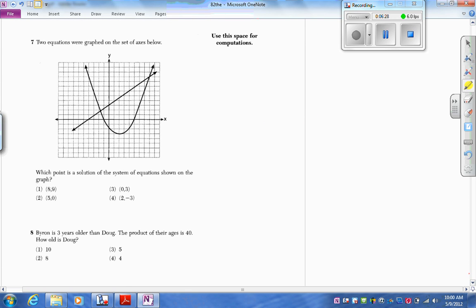Okay. Remember when we were talking about solving systems of equations that are graphed? Well, the solving is always the points of intersection. So, which of the following is a solution? Let's see, 1, 2, 3, 4, 5, 6, 7, 8. 1, 2, 3, 4, 5, 6, 7, 8, 9. That looks like it's the point 8, 9.